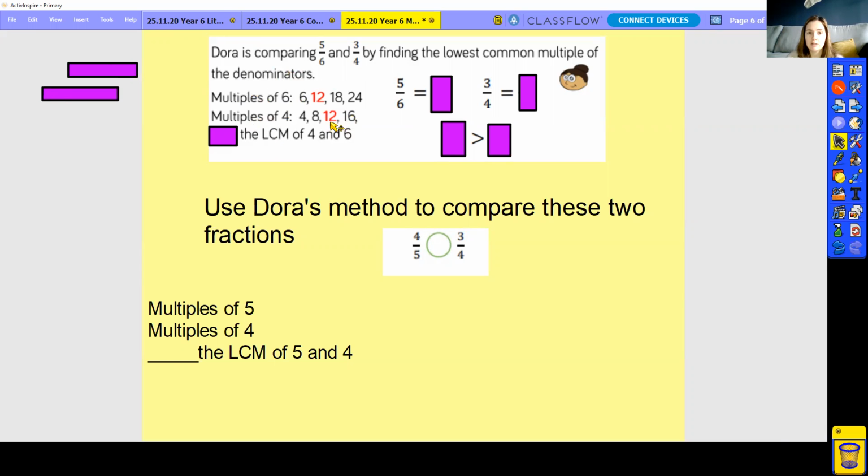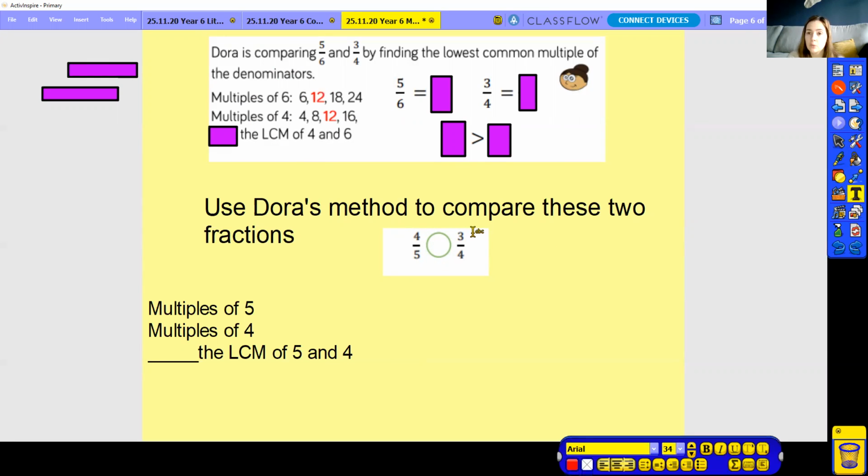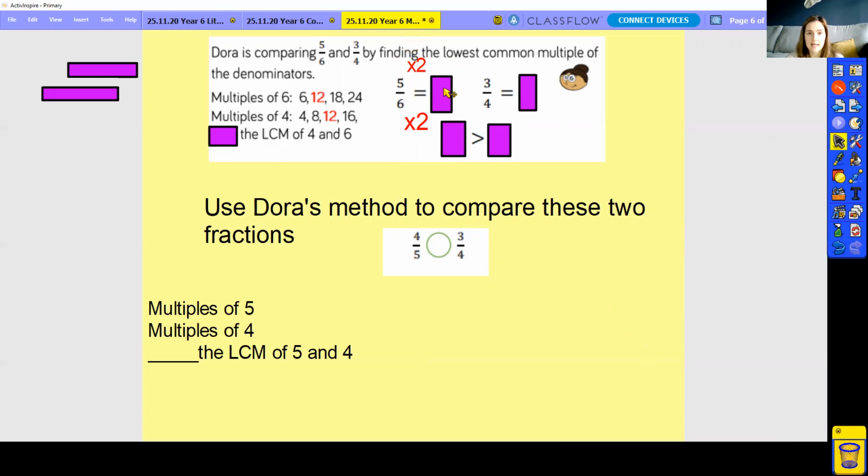We now need to change the denominator into 12s. So the first one, we've got 5/6. We think, well, what do we do to 5/6 to get into 12s? Well, to get from 6 to 12, we multiply by 2. So remembering that whatever you do to the denominator, you do to the numerator, we also must do that to here. So we times the 5 by 2. So 5 times 2 gives me 10, and 6 times 2 gives me 12.